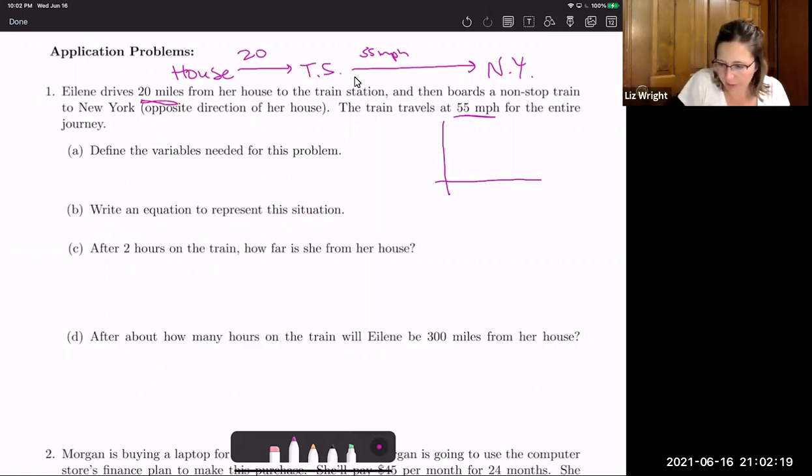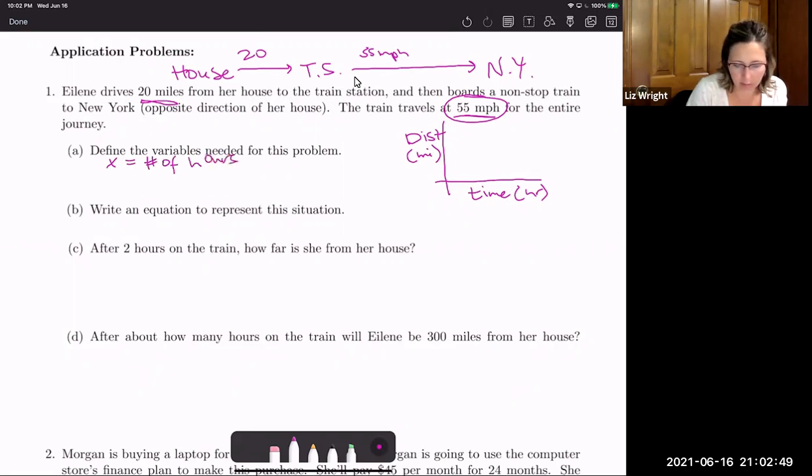If we do time down here, time is hours, however long we've been traveling. And up here would be distance, or miles. Our distance depends on how long we've been traveling because we're going at a nonstop rate of 55 miles per hour. So here I'm going to say X is going to equal the number of hours she travels.